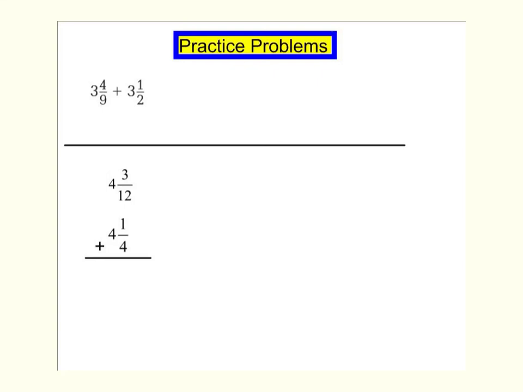I want you to try a couple practice problems on your own. Remember to write them down on your note-taking page. The first one is 3 4/9 plus 3 1/2. Don't forget, you need to find a common denominator first. The second problem I want you to try is 4 3/12 plus 4 1/4. Try writing both problems as they are. So one I want you to write horizontally, and the second one I want you to write vertically, because I want you to practice both ways.